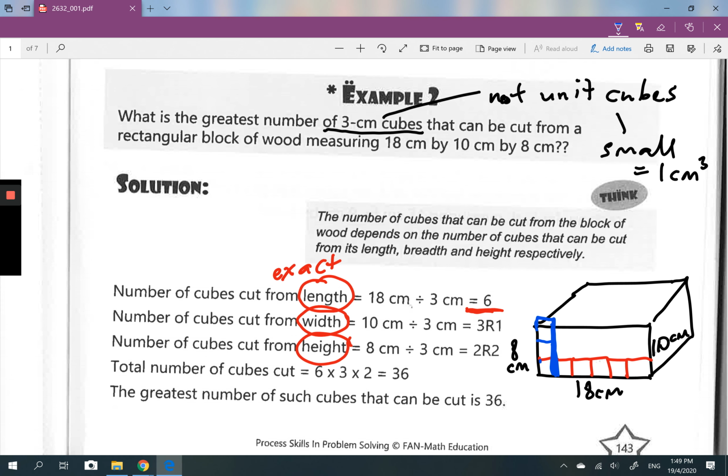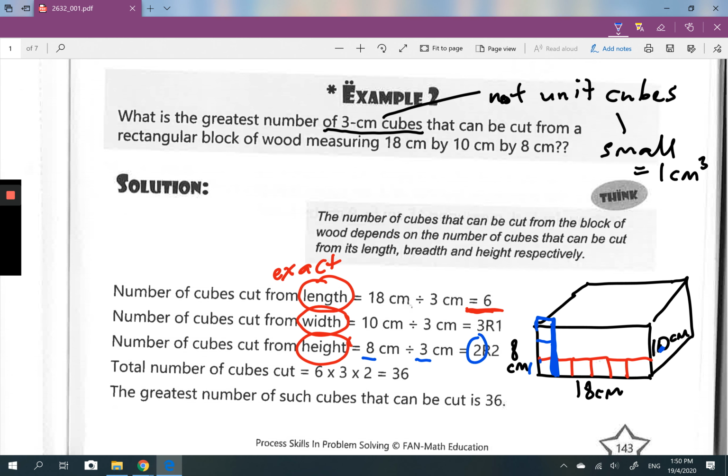How do we get this magical number 2? We get this magical number 2 from 8 divided by 3. So the 8 is the height divided by 3, the number of 3 cm cubes that can form within the height, and that gives us 2.